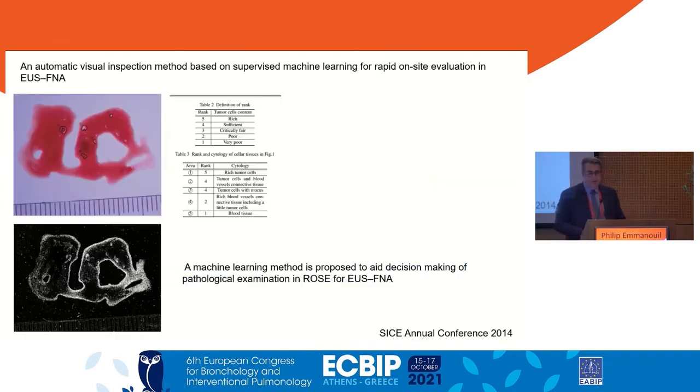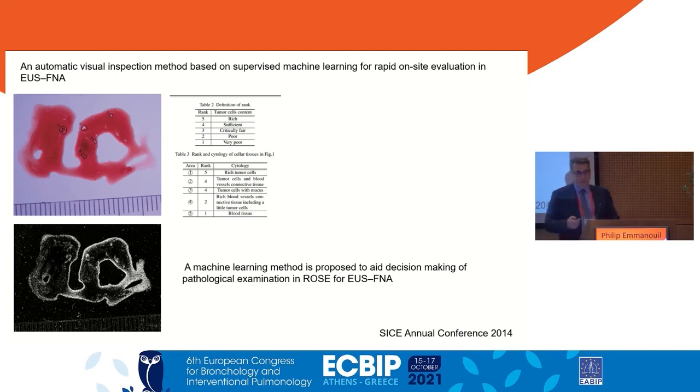This is a nice publication about an automatic visual inspection method based on artificial intelligence. Artificial intelligence is a mathematical algorithm, a way of solving problems, and one of the problems is sample adequacy. You see the sample here on the picture on the left, and how we can get the machine to understand this picture: we can make it into dots and tell the machine which dots are considered a sufficient sample.